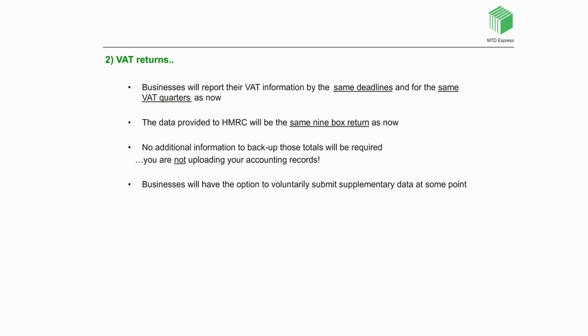Now, businesses in time will have the option to voluntarily submit supplementary data. It might be, for example, your box 6 is quite high compared to your box 1. And that's because your box 6 includes exempt income or outside the scope income. You do include that in box 6, but you don't have any VAT related to that in box 1. So you might say in the supplementary data box, box 6 includes £200,000 of exempt income, for example.